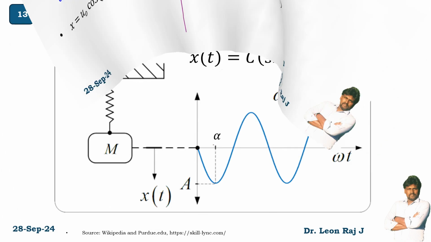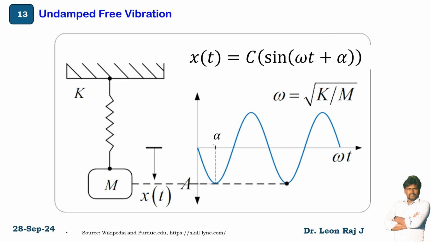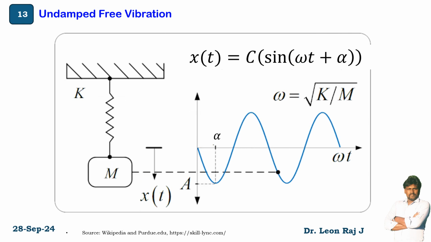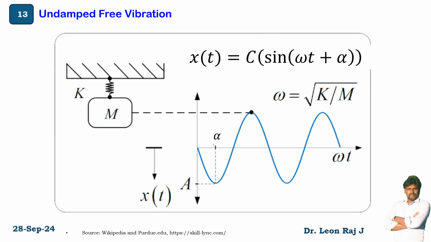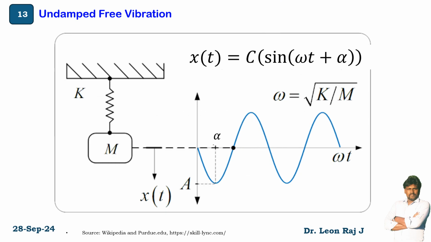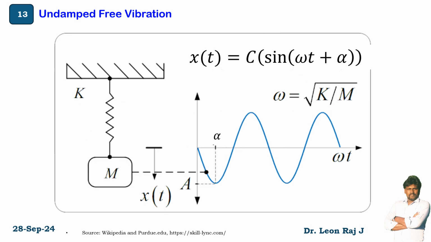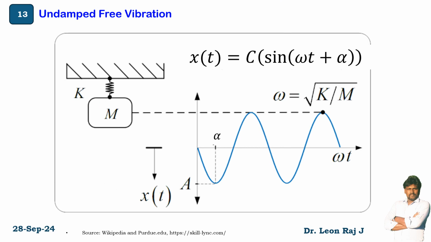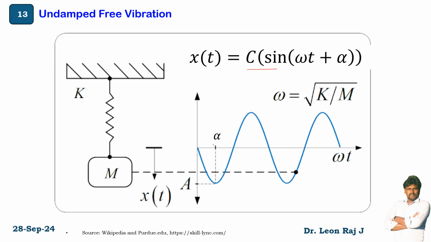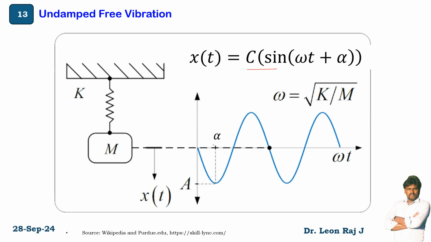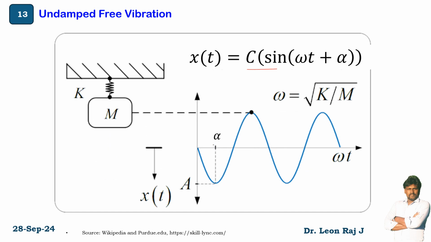So how does the response plot look? So this is the spring mass system with spring stiffness K and mass M. The y-axis is your response and the x-axis is time. So your response looks like this and it varies. The response is C sin(omega t plus alpha), where omega is equal to square root of k by m. This is how your response looks, because it is undamped and free vibration.